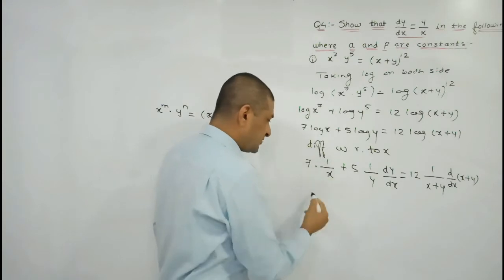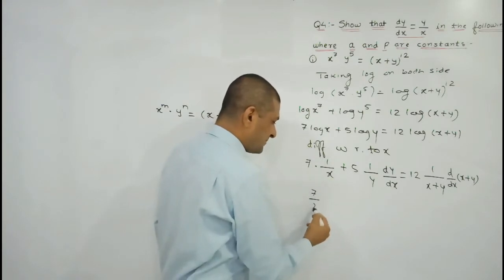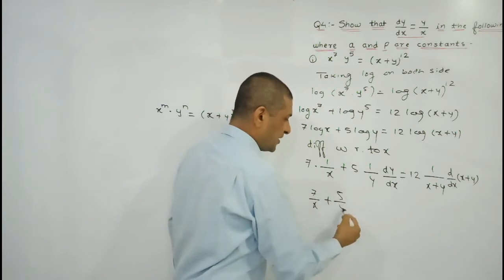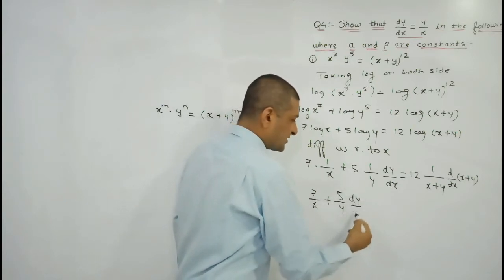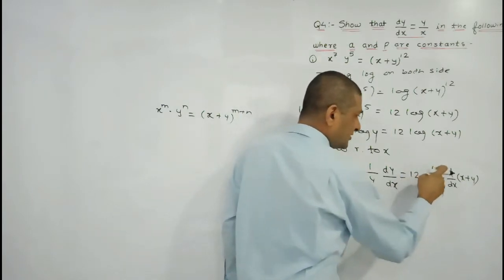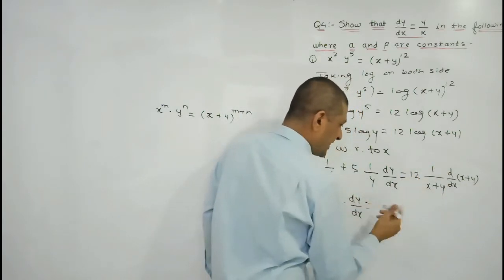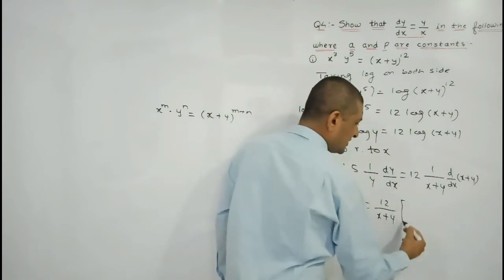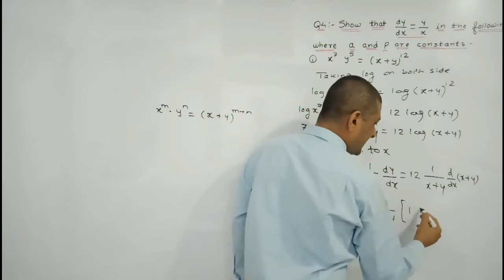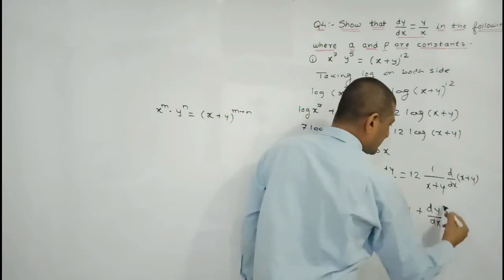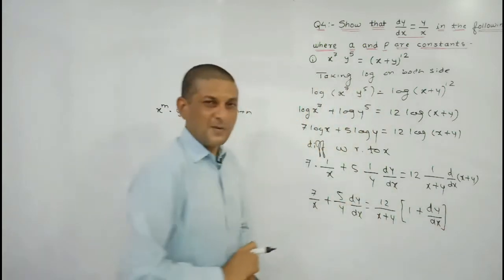So here 7 into 1 by x will be equal to 7 upon x, plus 5 into 1 by y is equal to 5 upon y, dy by dx. Keep it as it is. On the right hand side, 12 keep it as it is. 12 into 1 upon x plus y will be equal to 12 upon x plus y, isn't it? And here the derivative of x is 1 and the derivative of y will be equal to what? dy by dx. In this way, differentiation we have completed.